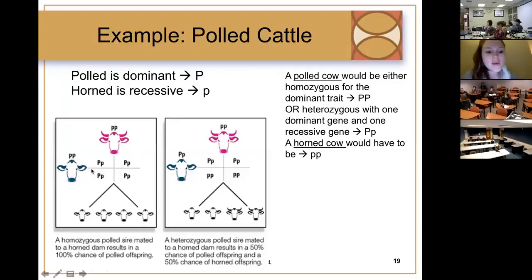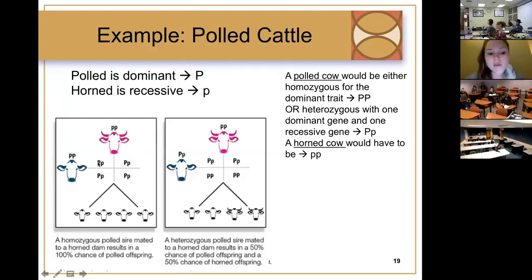So in this first example on the left, you have a horned mother, so she's little p, and then you have a homozygous polled father. So that would be big P, big P. So that Punnett square, this is how that would work. Each offspring would be getting a big P from the dad, but a little p from the mom.